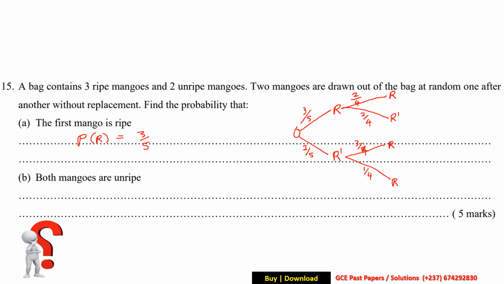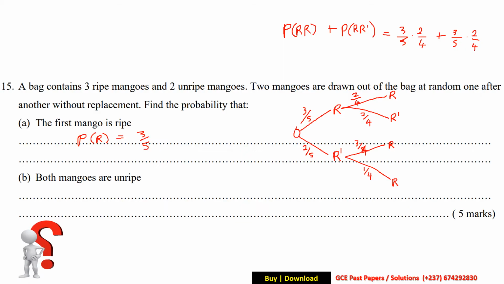Now we can equally check something here. The probability that the first mango is ripe is that either the first mango is ripe and the second is ripe, or the first is ripe and the second is not ripe. But in any case, the truth is that the first mango is ripe. So this will be equal to, the first is ripe and the second is ripe, it will be 3 on 5 times 2 on 4, then plus the first is ripe and the second is not ripe. So plus 3 on 5 times 2 again on 4.